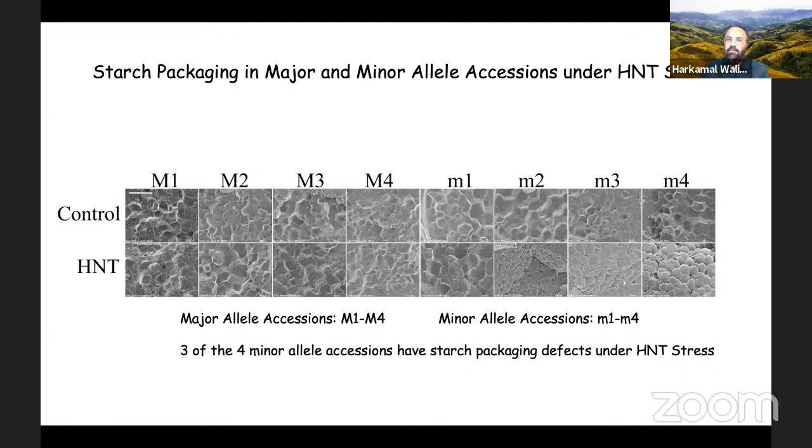So this sort of indicated that 5.1 could be an important factor in maintaining rice grain starch packaging, at least, and also rice seed size under HNT stress, and seeds that are deficient in that. So the minor alleles actually have a down regulation of this gene under HNT stress. As they become deficient, they become more prone to turning into inferior quality grains.